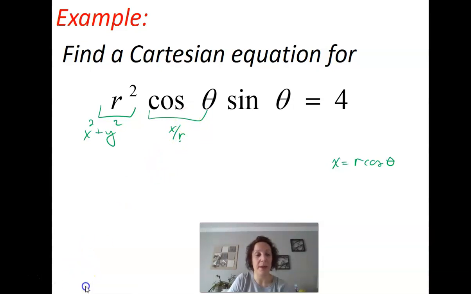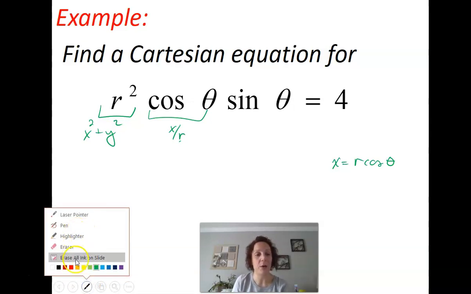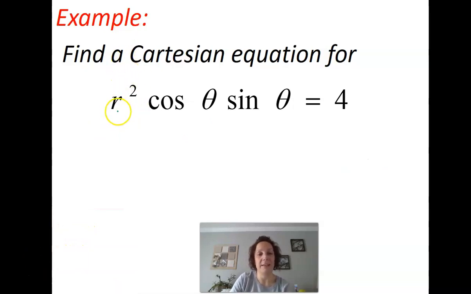Right. So a better idea here, since you have a sine and a cosine kicking around, is to separate that r out. So in other words, I can take one r and pair it with the cosine, one r and pair it with the sine. So this turns into r cosine theta times r sine theta. And that is a surefire way to get rid of your cosines and sines.